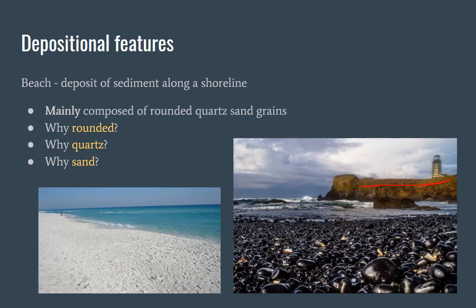Hawaii is also known for some really cool black sand beaches. And again, this is the result of the sand being sourced from volcanic rock. So basically basalt that has been ground down more into a sand-like size. That's a little different from these cobbles, but it's the same general idea.